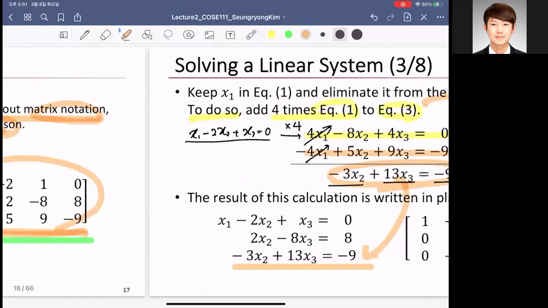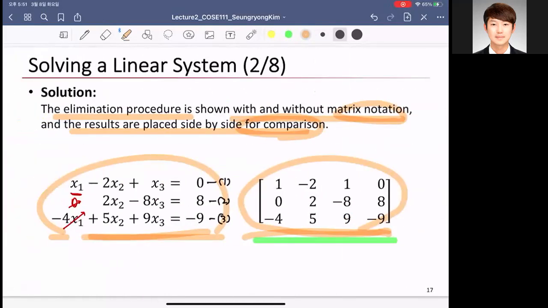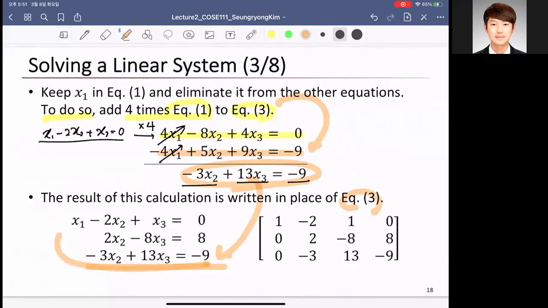So comparing to the original linear system, now we have another linear system that looks like this, right? Note that we have a 0 and 0 in this term. So our corresponding augmented matrix is going to look like this: 1, 0, 0, -2, 2, -3, 1, -8, 13, 0, 8, -9, right? Okay. And then what should be our next strategy?